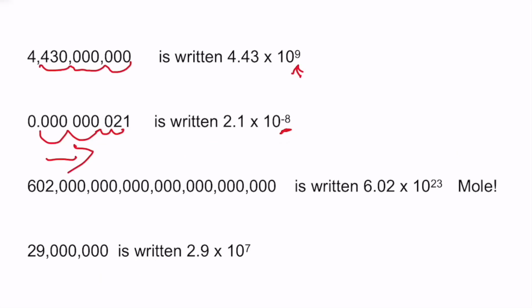Here we have a really big number, 602 hexillion, which is also a mole in chemistry. Happy day. We have a bunch of zeros here, so we're going to have our non-zero number, decimal, other numbers that we care about, multiplied by 10 to the power of how many times we moved the decimal point over. So we moved it over 3, 6, 9, 12, 15, 18, 21, 22, 23. We moved the decimal place over 23 times to get this 6.02 number. In scientific notation, it's 6.02 times 10 to the 23, which is Avogadro's number, or a mole.